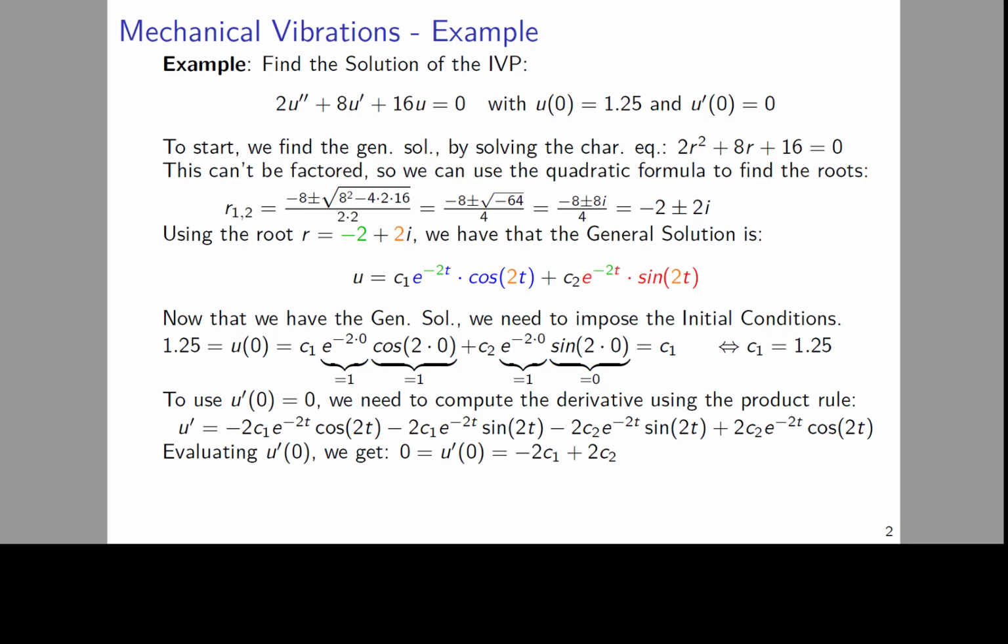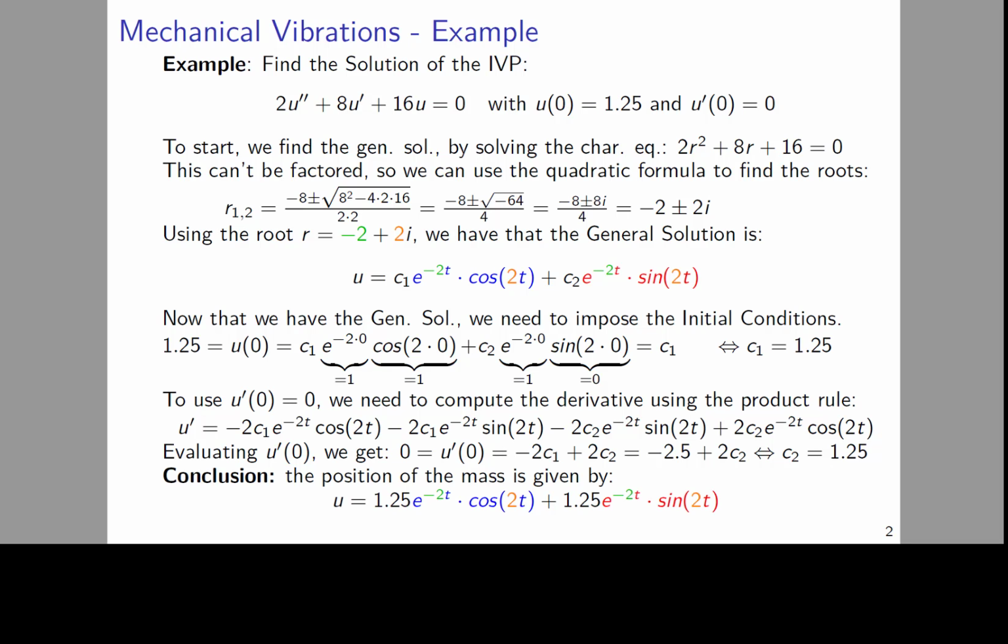Now, evaluating u prime at 0, we get that 0 equals u prime at 0, which is negative 2 times c1 plus 2 times c2. Again, using the simplifications of sine of 0 equals 0, cosine of 0 equals 1, and e to the 0 equals 1. Now, since we know that c1 is 1.25, we can rewrite the right-hand side as negative 2 times 1.25, or negative 2.5, plus 2c2. And now adding 2.5 to both sides and dividing by 2 gives us that c2 is also 1.25.